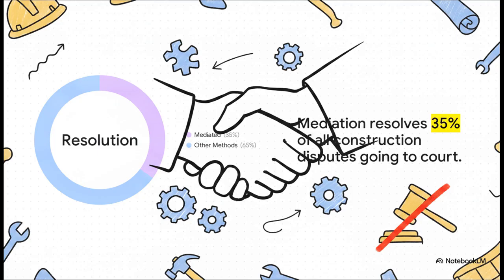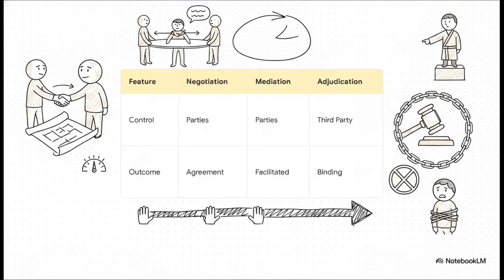Think about that for a second. That's a huge chunk of conflict being solved without ever seeing a judge, which saves just an incredible amount of time, money, and professional relationships. To truly understand the options here, we really need to look at the rule of 3.